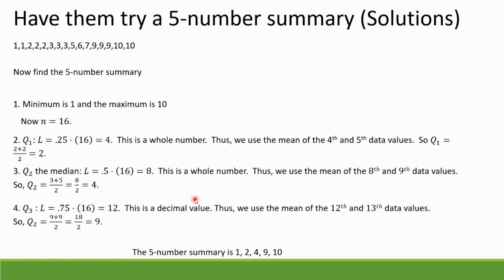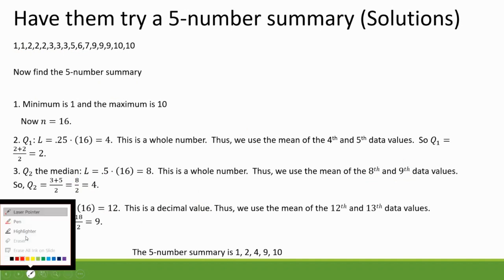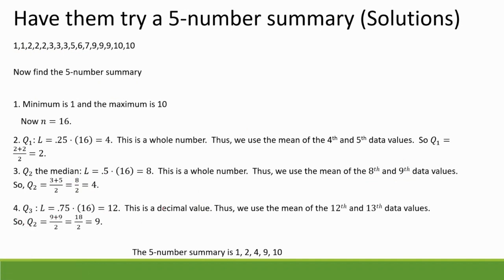So we get that. For the 3rd quartile, same idea. We use 0.75 though. 0.75 times 16 is just 12. Again, this is a whole number. I don't know why I wrote decimal there. I must have left it there by mistake. Let me just cross it out.